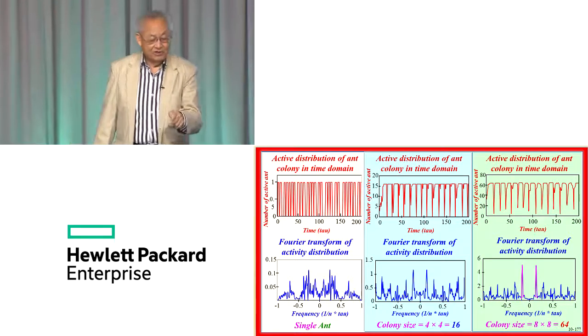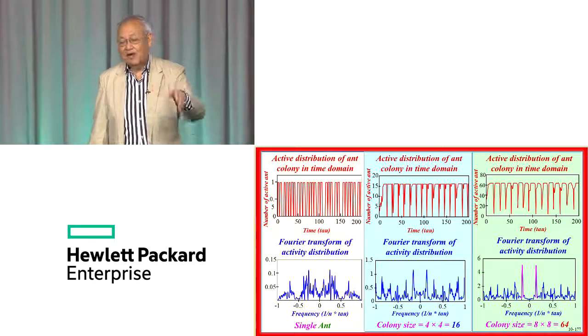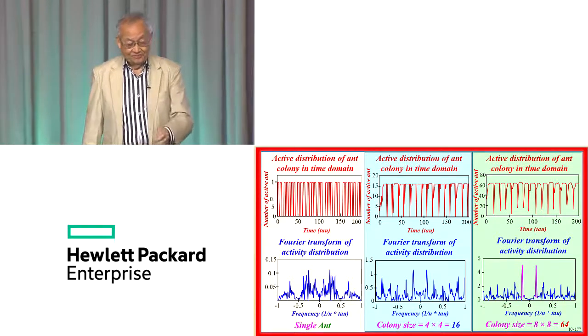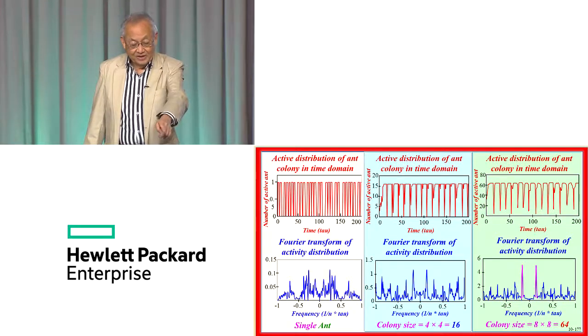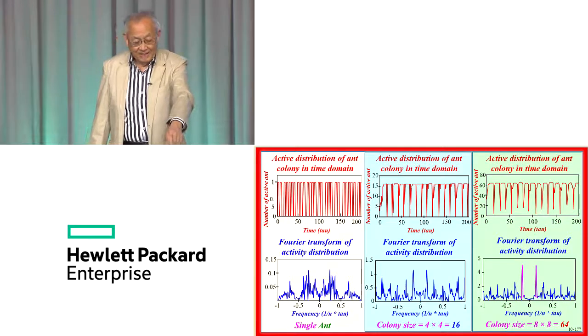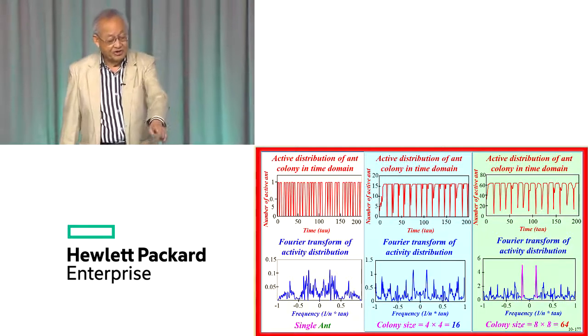This is a CNN, by the way. So just to show you, a CNN can emulate many things. This is a CNN emulating ant behavior. With only one ant, you see on top is random: one, you see what, 1 or 0, 1 or 0, is random. The bottom one is just a Fourier transform, just to show you that it's random.